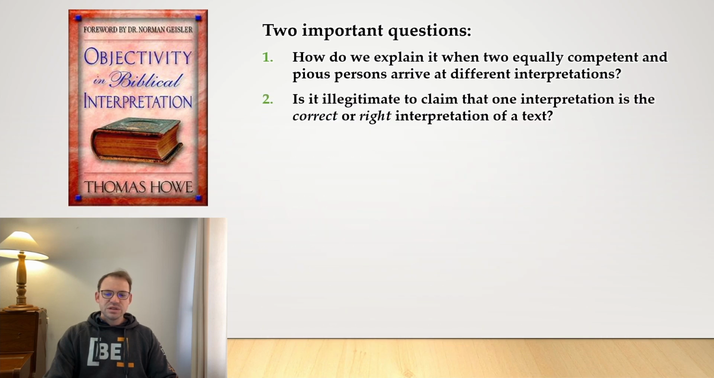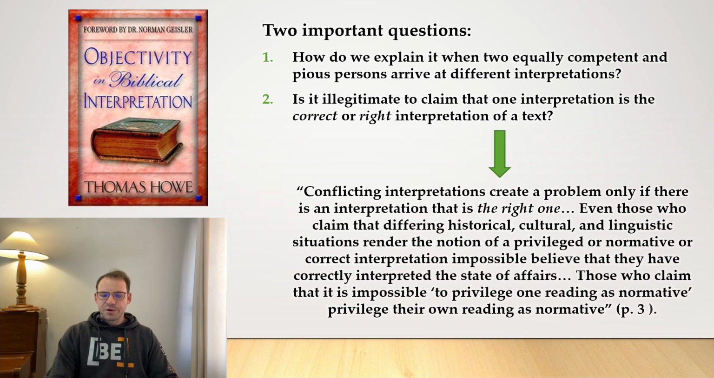And the second one is, is it legitimate to claim that one interpretation is the correct or the right interpretation of a text? That would be the objective interpretation of a text. And then especially regarding the second question, Dr. Howe states the following. Conflicting interpretations create a problem only if there is an interpretation that is the right one.